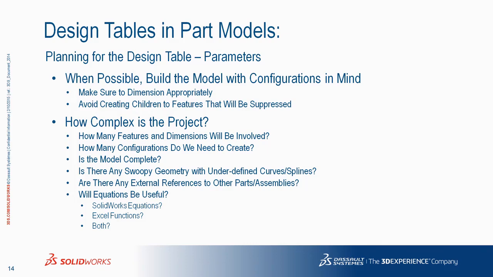We also want to look at how complex the part is. How many features and dimensions are going to be involved? How many configurations do we need to create? Is the model complete in its design? Sometimes we want to wait to build our design table until our model is completely done. If we add in additional features, how is that going to affect that design table? Is there any swoopy geometry, underdefined shapes? If we have splines or anything like that for controlling a profile of our part and we change the length of our part, how is that spline going to react at that point, or how is that curve going to react?